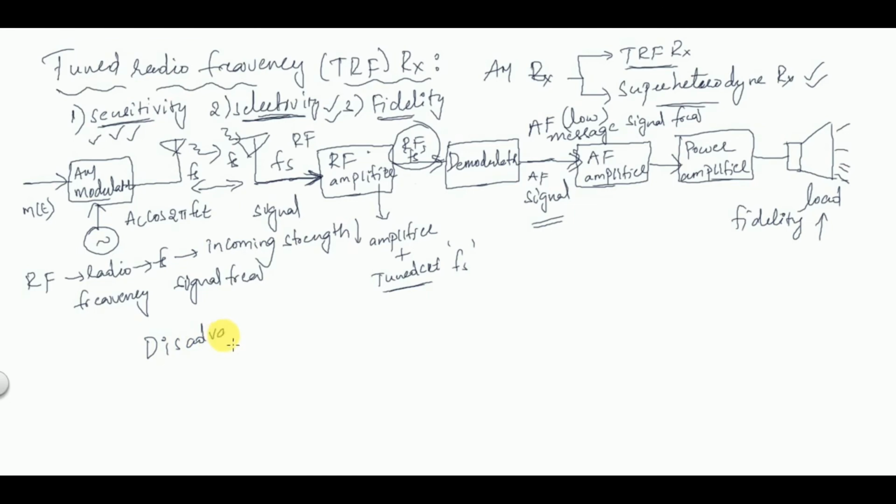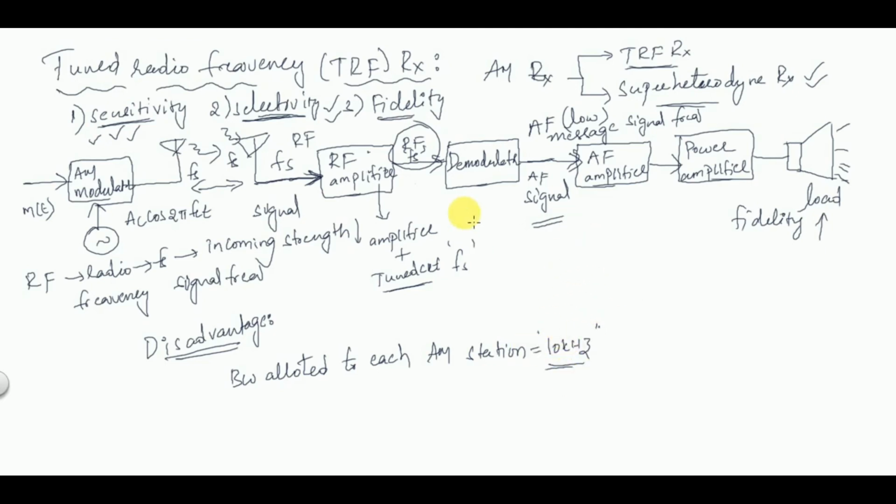So what is the disadvantage in the TRF receiver? The disadvantage in the TRF receiver is, I have told you, the bandwidth allotted to each AM station is 10 kilohertz. Right, so bandwidth allotted to each AM station is 10 kilohertz. This is a standard value which we have to follow. Okay, so these are the standard values given by the Indian government, the Indian telecommunication authority, so we have to follow this, right?